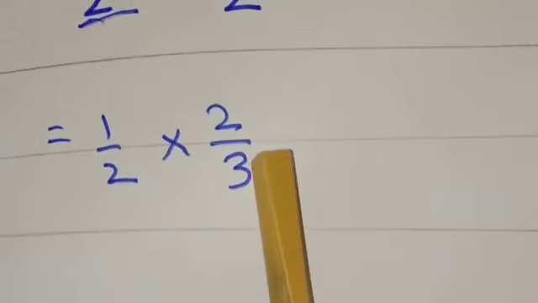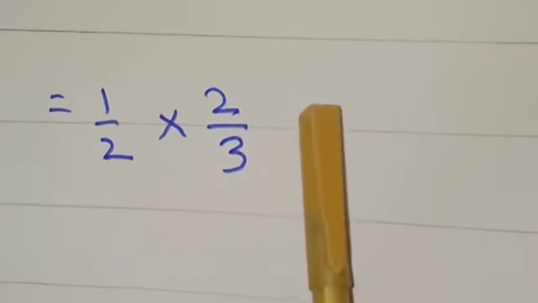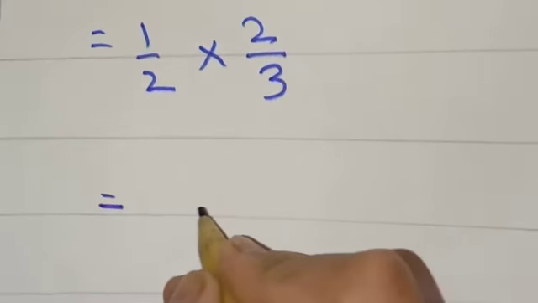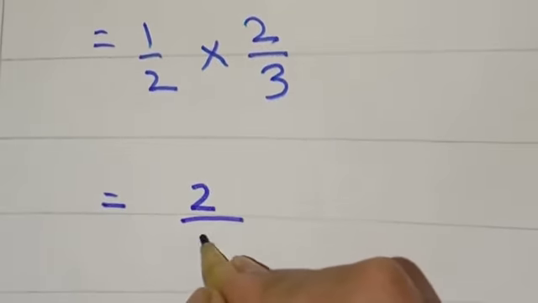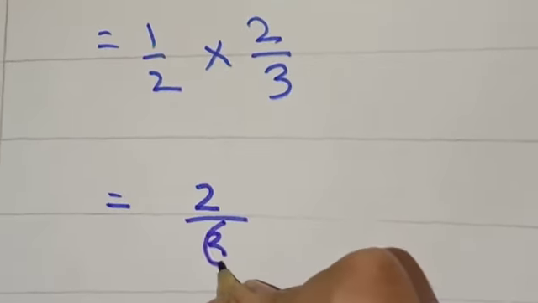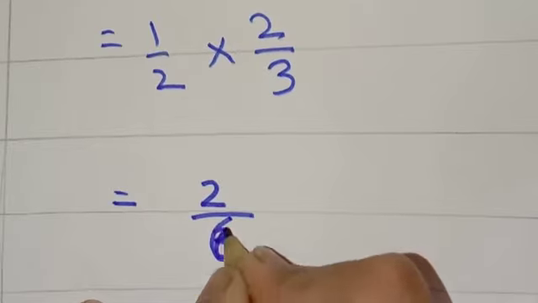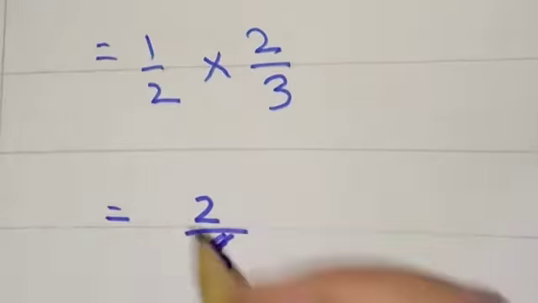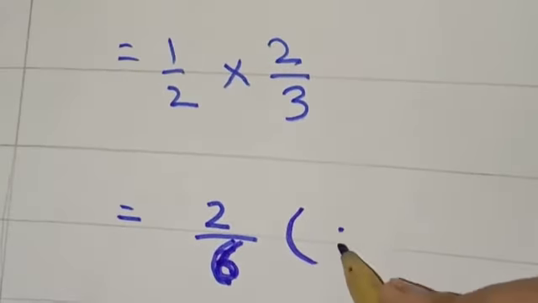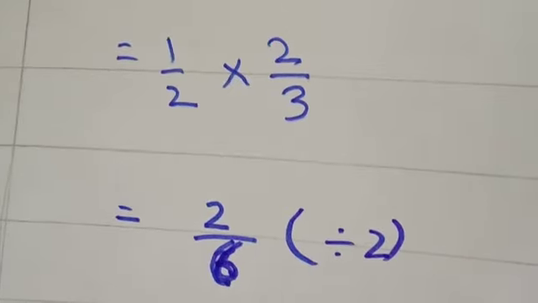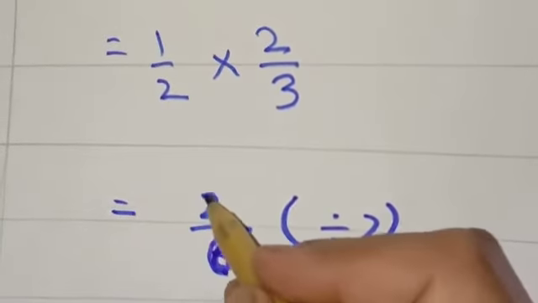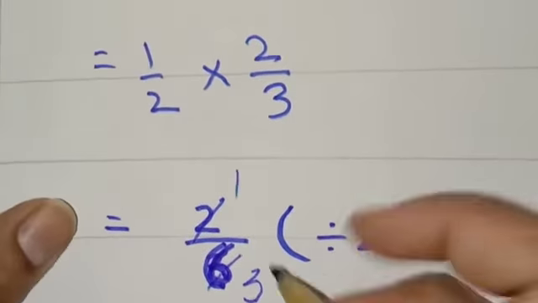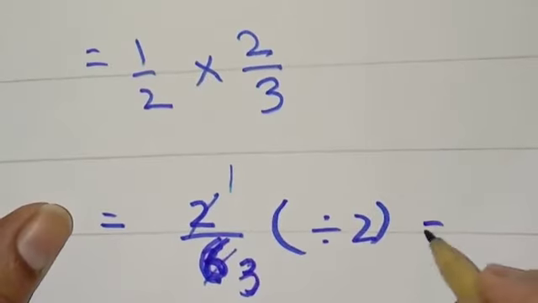Now after taking reciprocal, division changes into multiplication. Now we will simply multiply it. 1 2s are 2 and 2 3s are 6. Now you can see that 2 and 3 occur in the same table, which is the table of 2. Am I right? So 2 1s are 2, 2 3s are 6. In that way, our answer will be 1 over 3.